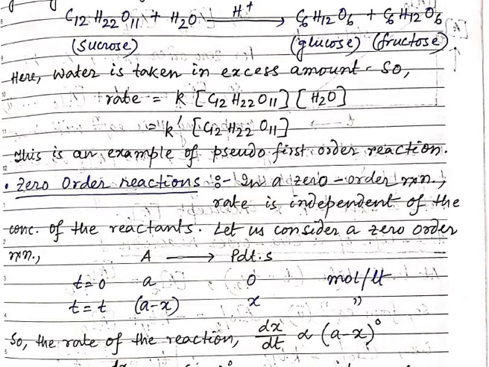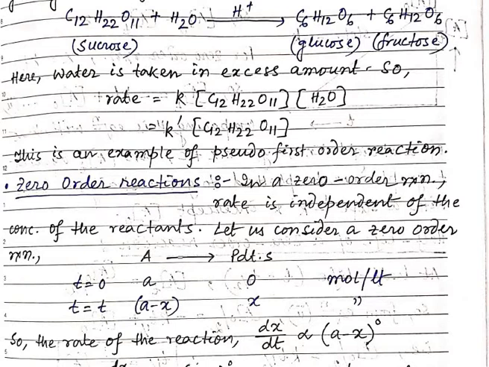So the rate constant, that is K, and here the reactants are sucrose and water, and H plus is in catalytic amount, so we can neglect it. The water is in excess amount, so we can write the rate equation in this way: rate is equal to K dash, which is another rate constant that involves K into water, into the concentration of the C12H22. This is an example of the pseudo first order reaction.